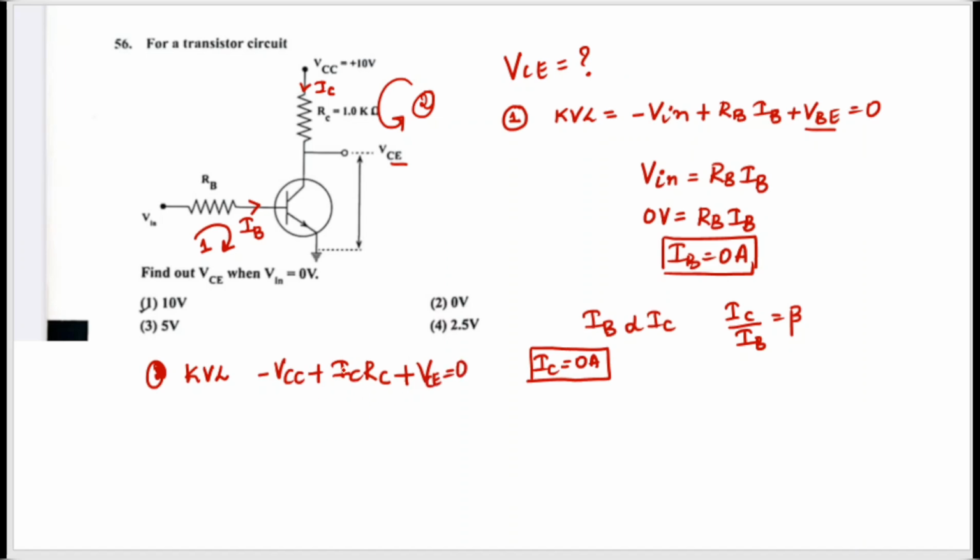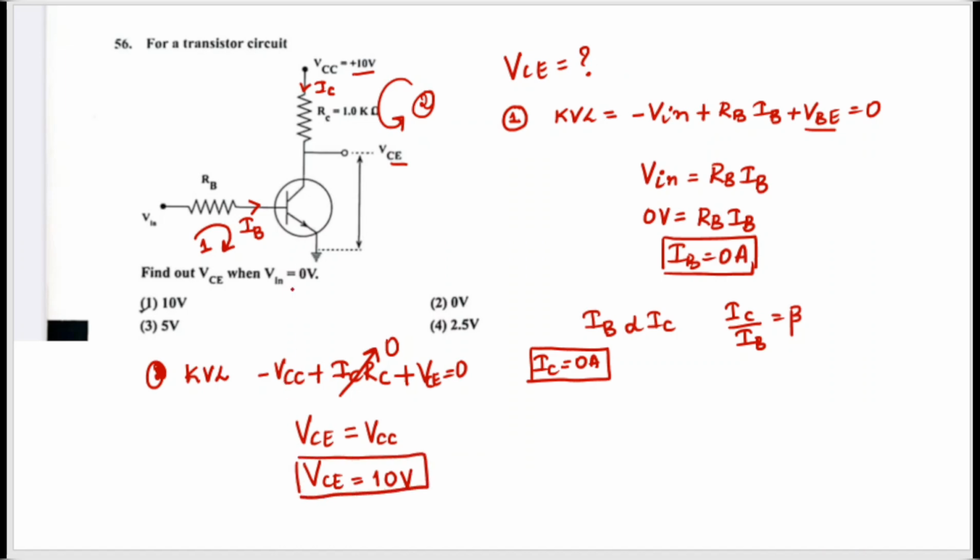On rearranging the terms, here IC is equal to 0. Now VCE is equal to VCC, right? Now what we get as the answer, VCE is equal to VCC value, they have given here, that is 10 volts. So VCE will also be equal to 10 volts.